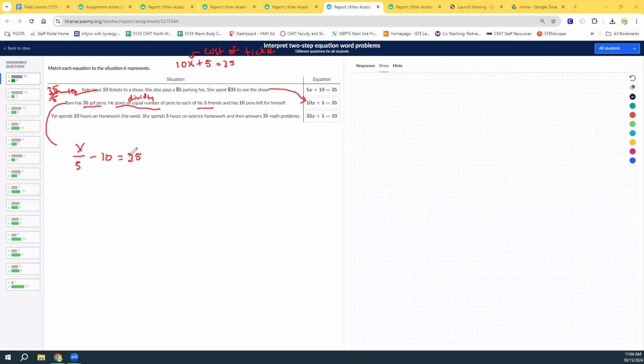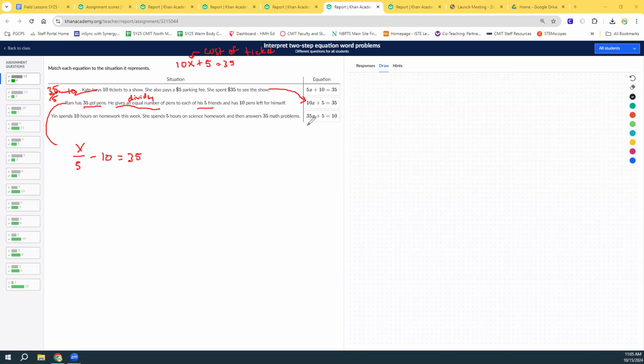So I get x over 5 minus 10. And now I'm looking and I don't see x over 5 minus 10. So I have 2 choices: 5x plus 10 equals 35, and 35x plus 5 equals 10. So I've got to make some sense out of this.